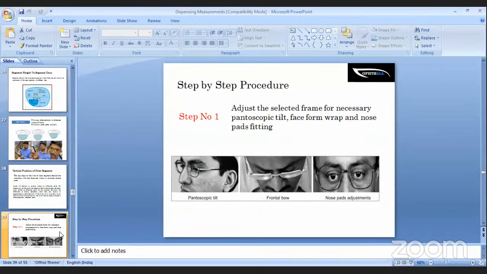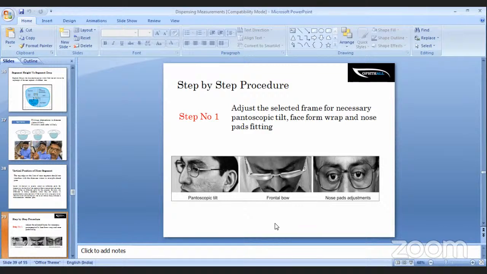In order to measure the segment height, you should follow a step-by-step process so that you don't make any mistake. At first, you must adjust the spectacle frame for three important elements of frame fitting, which are pantoscopic tilt, frontal bow, and the nose pad.